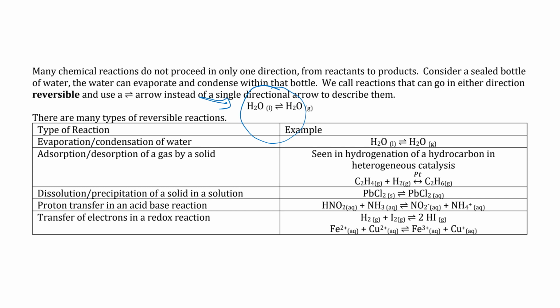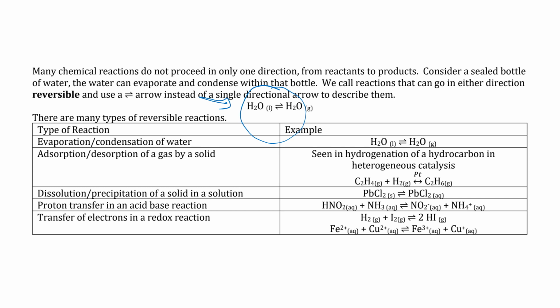You can think about that when you see a bottle with condensation on the top. That means it's going from gas to liquid, and it's also liquid going to gas. It is evaporating and then condensing within the same area, so to speak. So there are different types. You have evaporation and condensation of water, adsorption or desorption of a gas by a solid. That means the solid is usually your catalyst, and then your gas is attached to it, and from there they can form their products.